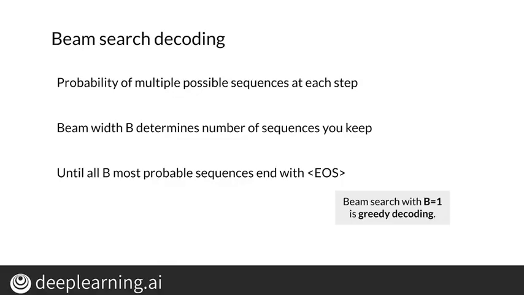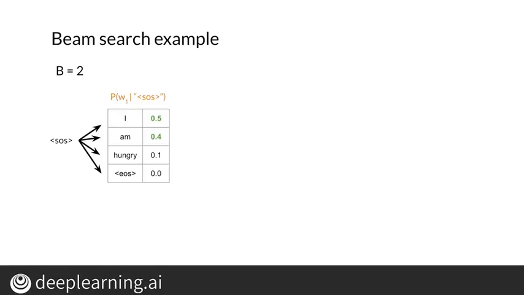As an interesting side note, greedy decoding is just a particular case of beam search where you set the beam width b to be equal to 1. To illustrate this method, consider a small vocabulary consisting of the words I, am, hungry, and an end of sentence token. And let's say the beam width b is equal to 2.